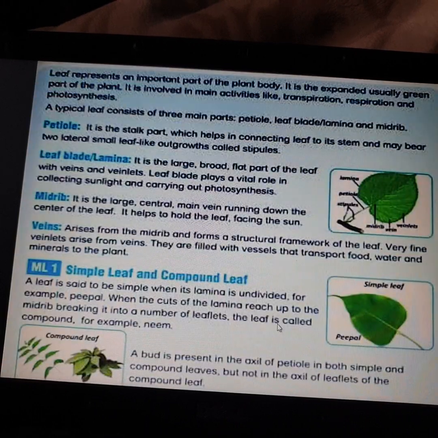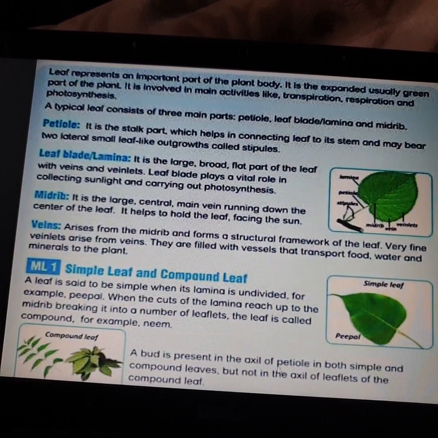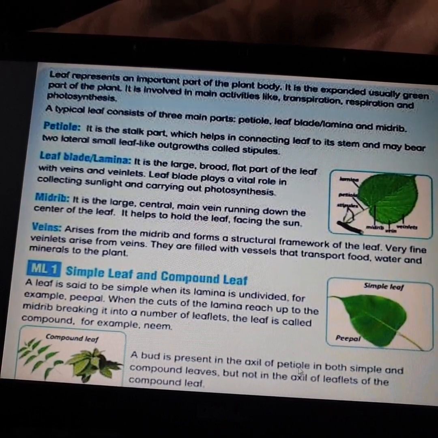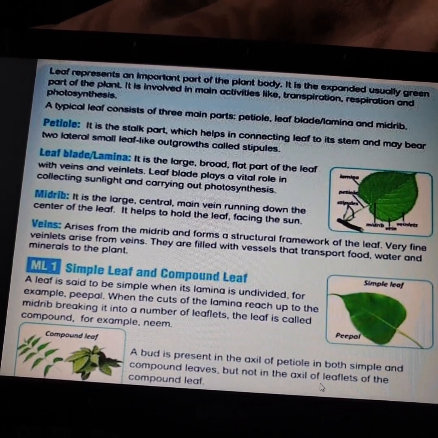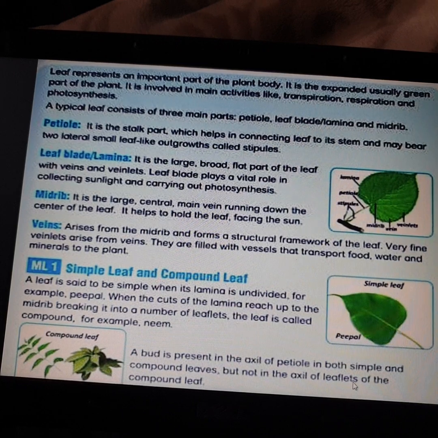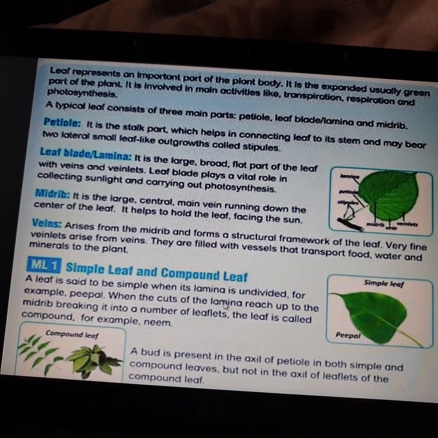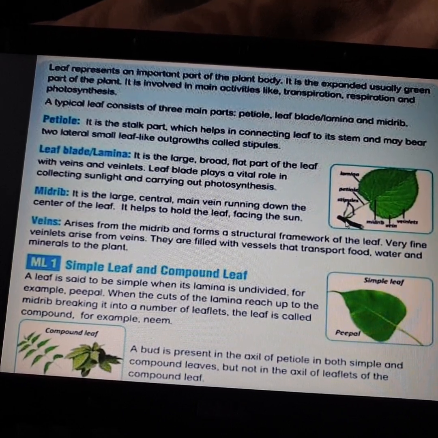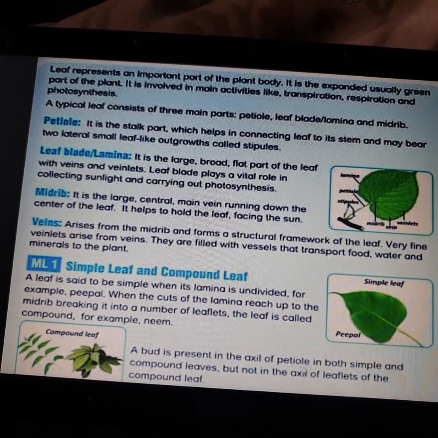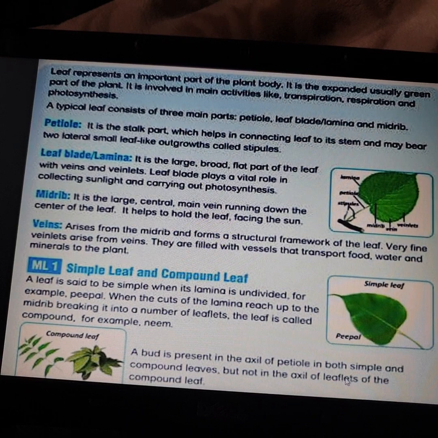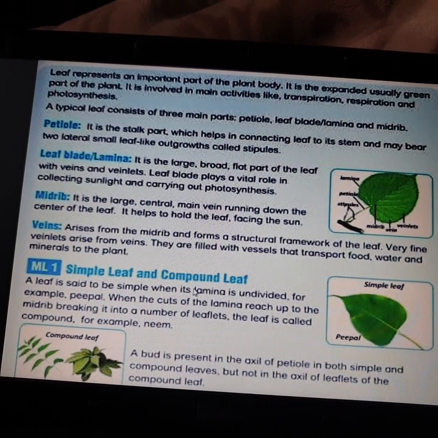A bud is present in the axil of the petiole in both simple and compound leaf, but not in the axil of leaflets of the compound leaf. So, if there is a bud, then it should be present near the petiole. Okay, that is both in simple and compound leaf.